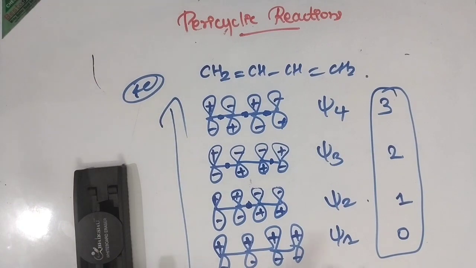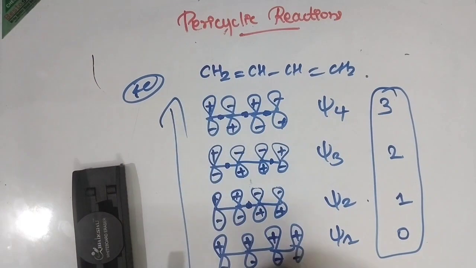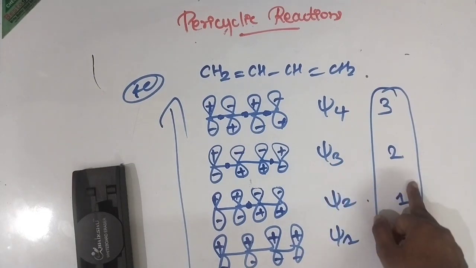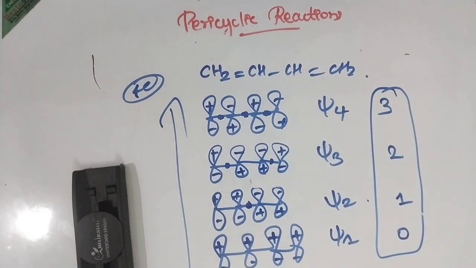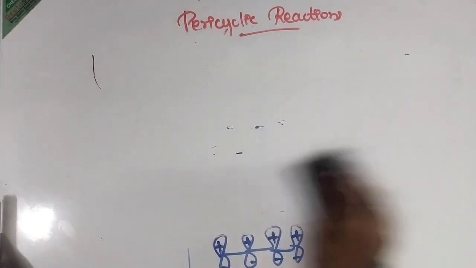Okay. First, see the number of carbon atoms and draw as many structures, and you know that for psi 1 it is 0 nodes, for psi 2 it should have 1 node, for psi 3 it should have 2 nodes, and for psi 4 it should have 3 nodes. So like that you have to draw. Okay. And there is a trick. There is a trick for drawing this.